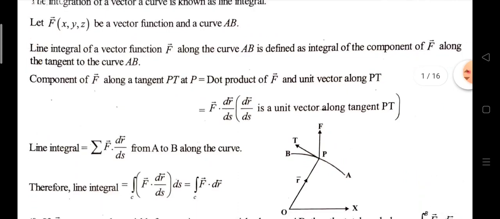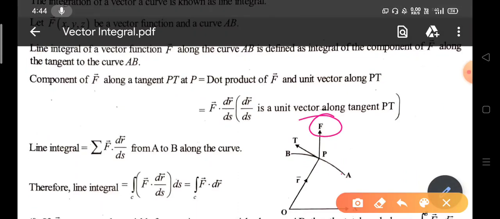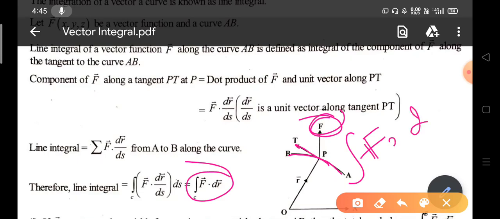So here you are taking a vector function f and a curve AB. What is the line integral of f on AB? That is the component of f along the tangent of AB. And it is represented as integration over C of f dot dr, or it can be represented as integration over C of f dot dl, or just as integration of f dot dl.